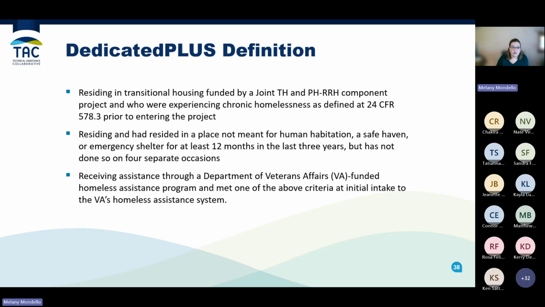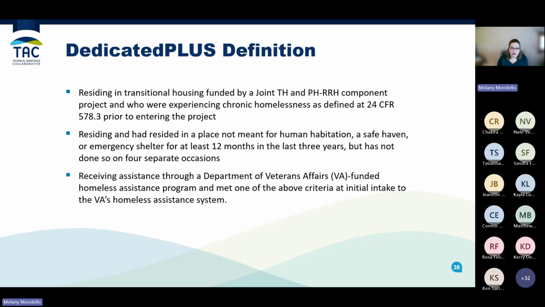The other path that HUD created were people that were living in the transitional housing portion of those joint TH-RRH projects that we talked about. Again, if they were chronically homeless before, and this is where all you non-PSH providers on the call can help, by gathering this documentation when you're intaking people into your project. That way, when you're exiting them, you have the documentation ready that you need to pass on to the PSH if they're going to a bed.